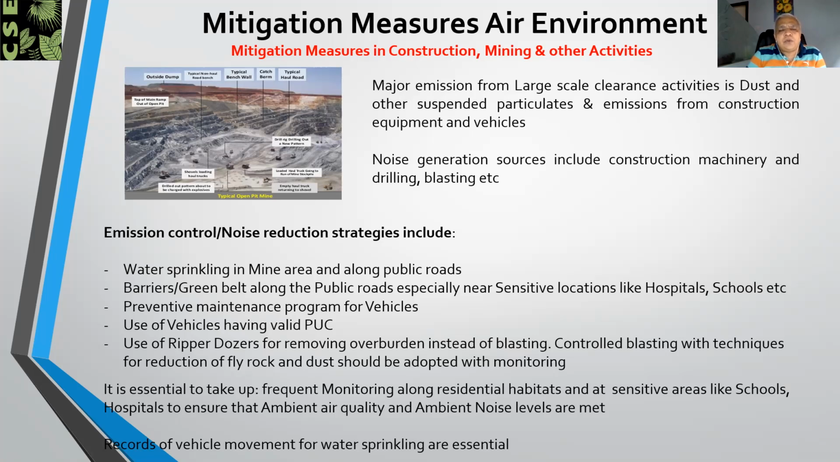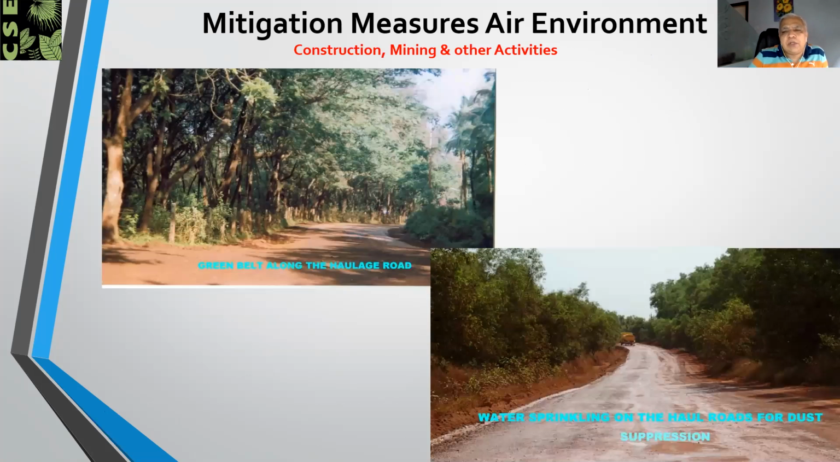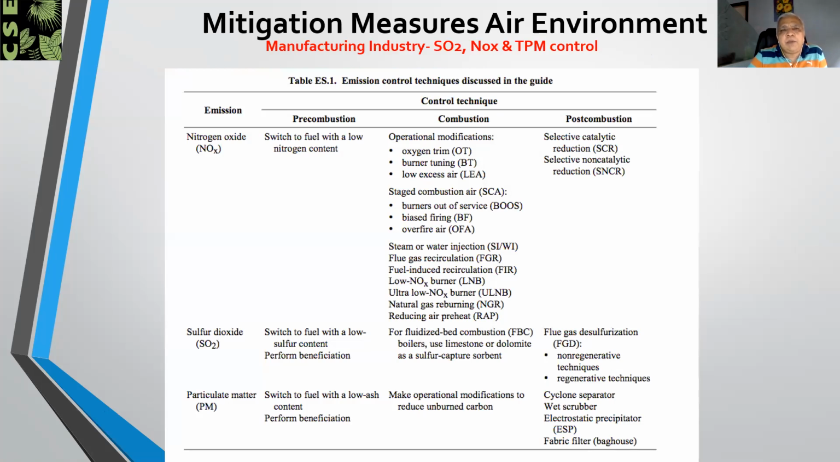Sprinkling on mine roads and public roads is very easily said, but it is always a cause of debate between the local public, which faces the dust nuisance, and the mining company. And therefore it is very essential that regular and frequent monitoring of ambient air quality and proper records of water sprinkling should be maintained by the proponent. So these are two examples of green belt along the Haloj Road and water sprinkling taking place.